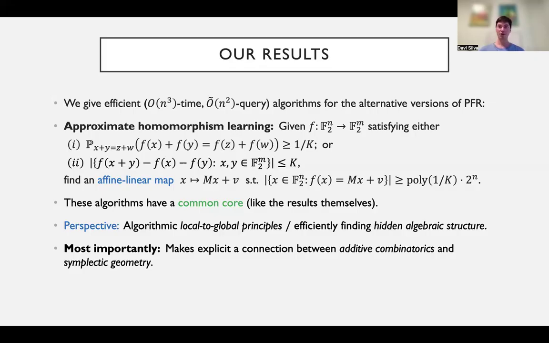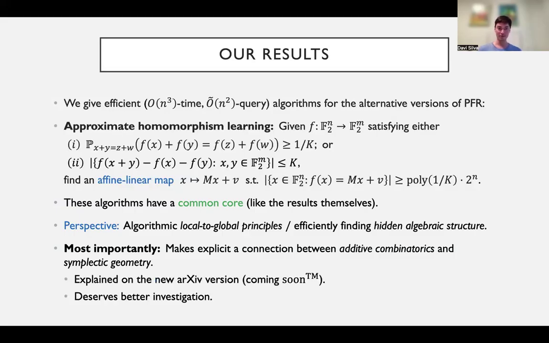But what I find most important about our work is that it makes explicit an interesting connection between additive combinatorics and symplectic geometry, which was very important in the construction of the algorithm. And symplectic geometry is known to be related to stabilizer states in quantum learning theory. And so by passing through the quantum theory part of this, we make a connection between additive combinatorics and symplectic geometry that was actually first conjectured by Green et al.